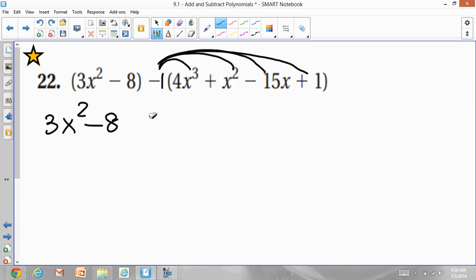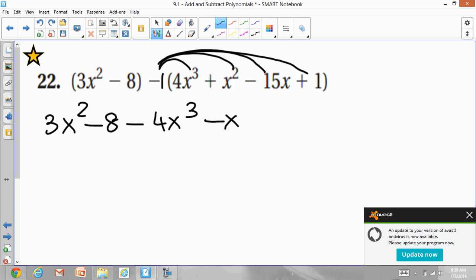So I'm going to apply my distributive property to each one of them. Negative 1 multiplies 4x cubed to give you negative 4x cubed. Negative 1 multiplies positive x squared to give you negative x squared. Negative 1 multiplies negative 15x to give you positive 15x. Negative 1 multiplies positive 1 to give you negative 1.